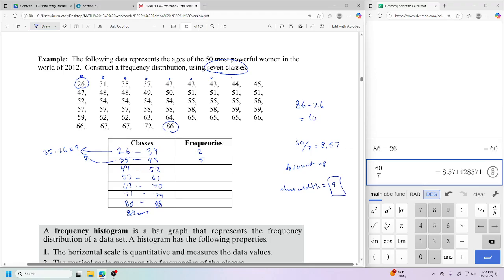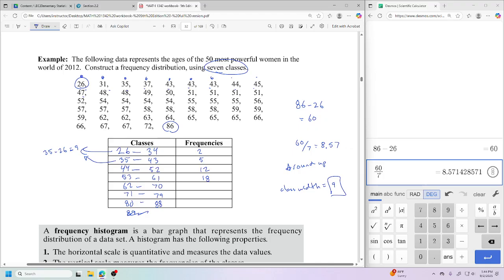44 to 52. 1, 2, 3, 4, 5, 6, 7, 8, 9, 10, 11, 12. We're going all the way to 61. 1, 2, 3, 4, 5, 6, 7, 8, 9, 10, 11, 12, 13, 14, 15, 16, 17, 18. Did I get 18?